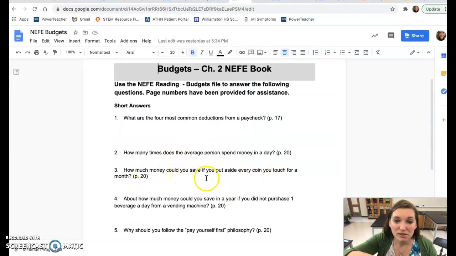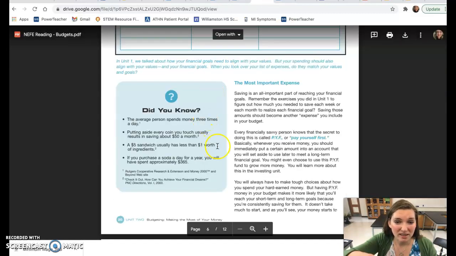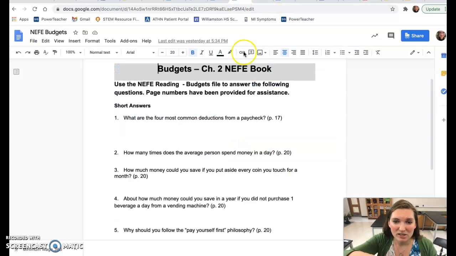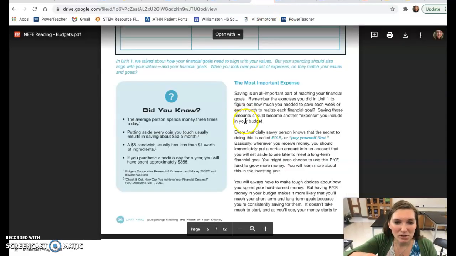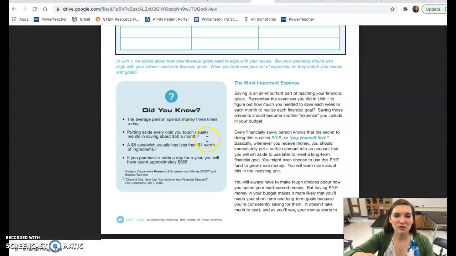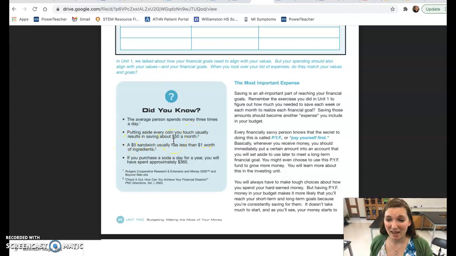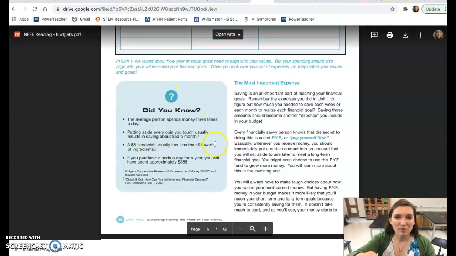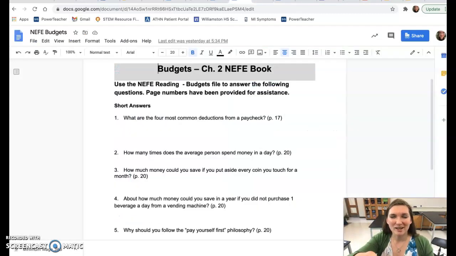How much money could you save if you put aside every coin you touch for a month? Okay, what page is that one on? Page 20 also. How much could you set aside? Okay, here we go. Putting aside every coin you touch usually results in saving about $50 a month. That would add up fast. That would be pretty sweet. Always read things that are in boxes like this because they will almost always be helpful to you.